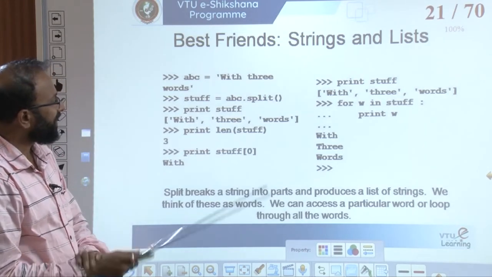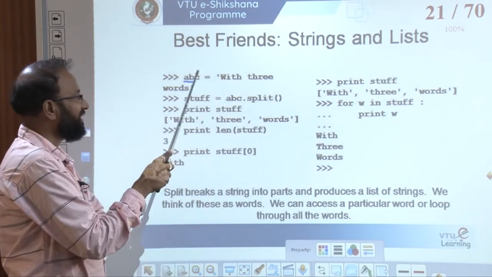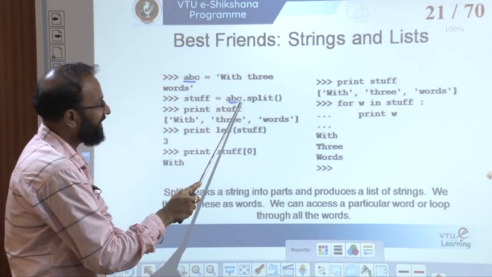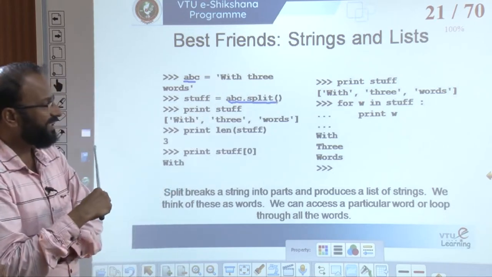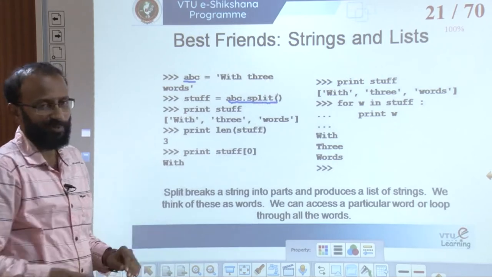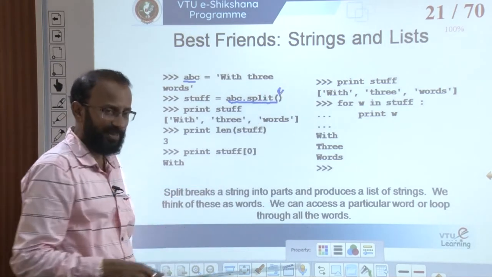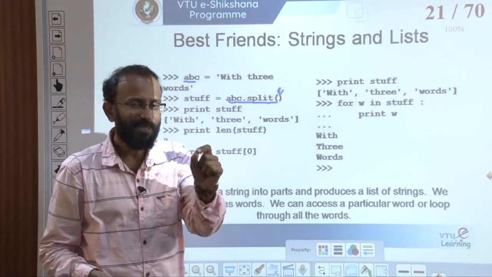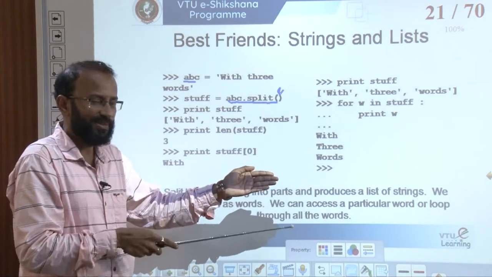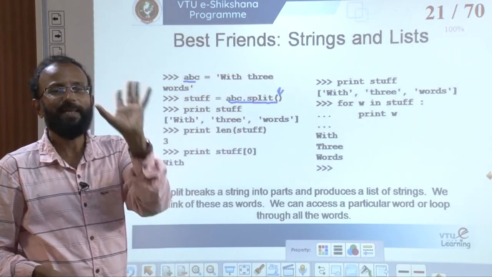Okay, here ABC equal to a single-quoted text. So in this case, this became a string. Now ABC dot split. What is the parameter here for split? Nothing. If I do not specify a parameter for split, the delimiter is not available. You have a string, you want to break that. What is your delimiter? Parameter missing. So by default, what? Space.